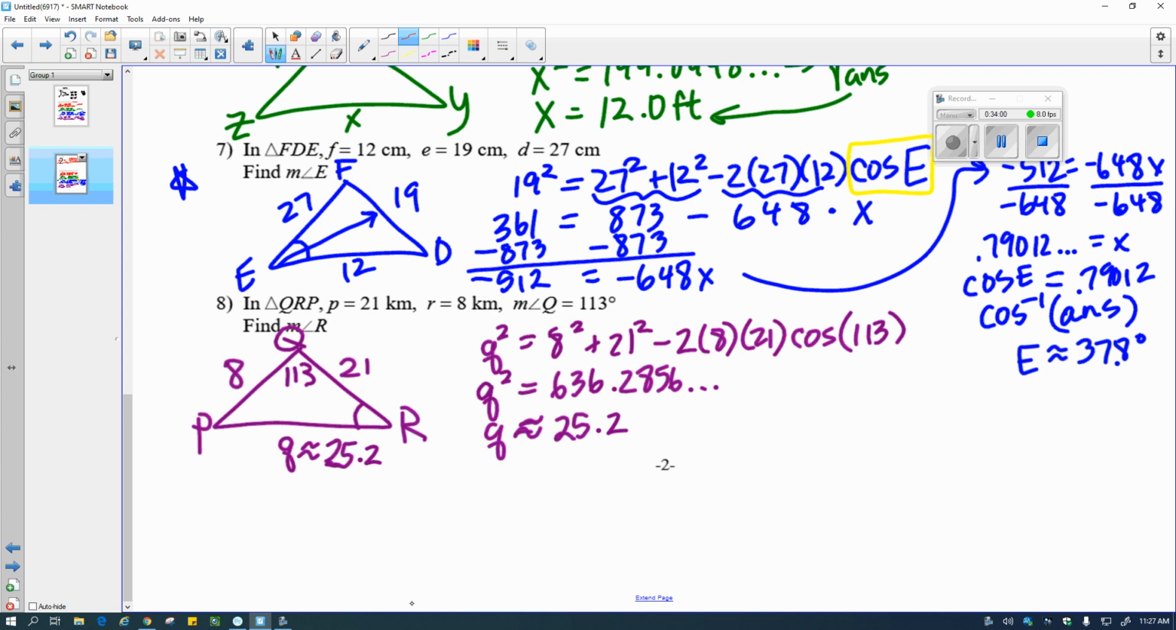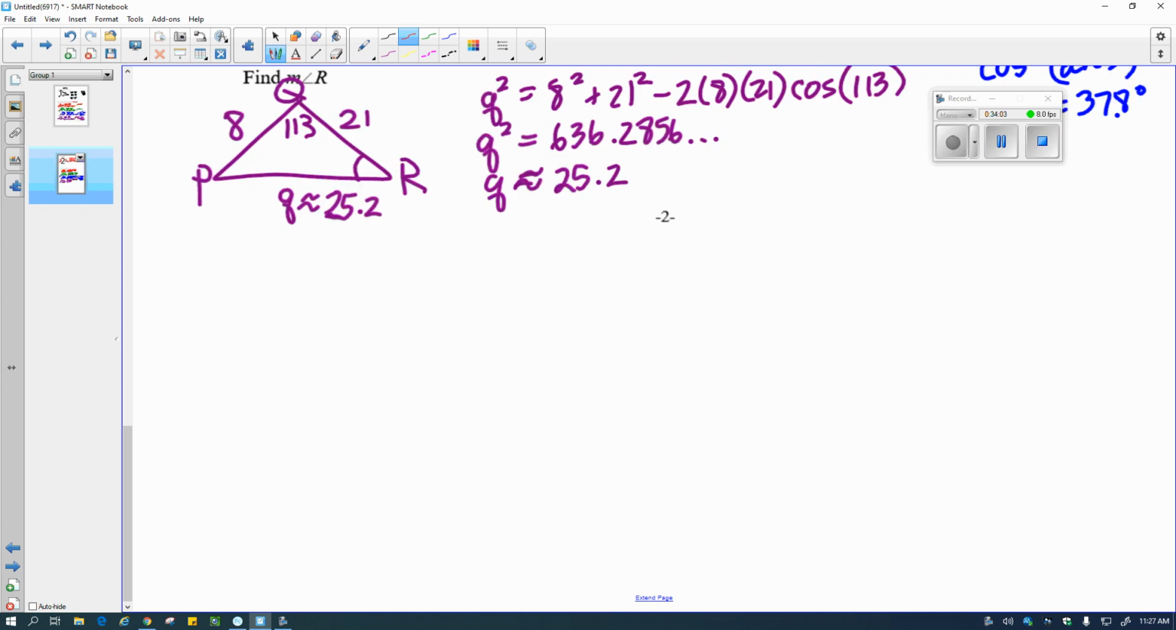Because I'm finding angle R, I will put the side across from angle R in the answer position. So 8 squared is equal to 25.2 squared plus 21 squared minus 2 times 25.2 times 21 times the cosine of 113, because that is the angle across from 8, so it's in the farthest spot possible. Now I'm just going to start doing my math.